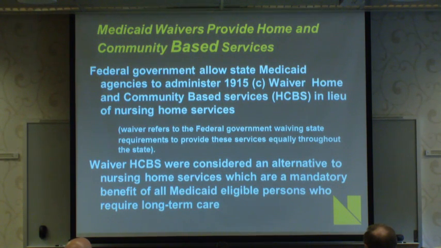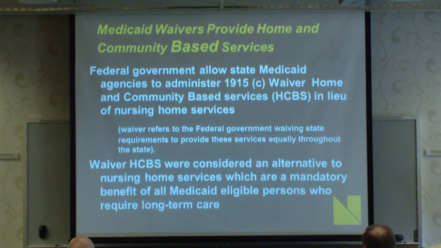Okay, so what is the home and community-based care program? So basically, the federal government allowed state Medicaid agencies to administer what's called a 1915(c) waiver home and community-based service program. Okay, so they're allowing them to develop these what we call waiver programs. Now, I don't know how this verb turned into a noun, but nonetheless, a waiver program allows these states to administer services, long-term care services, in people's homes without meeting all federal requirements.